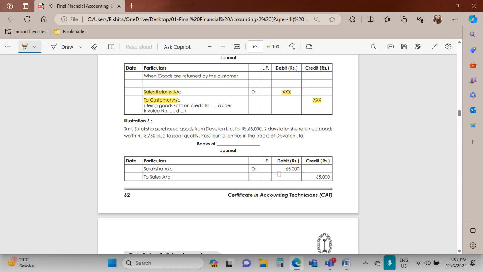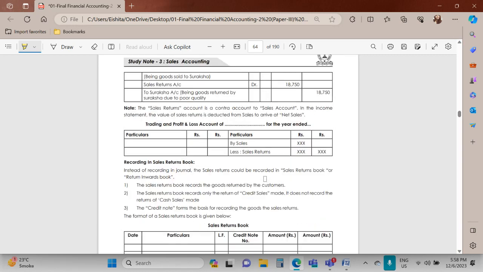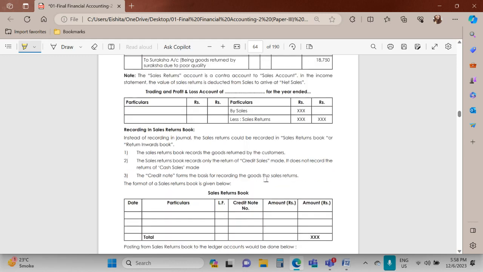Suraksha debit to sales 65,000. Sales return debit to Suraksha 18,750. The sales return is a contra account to sales account. Sales is always credited. Sales return account is debited.